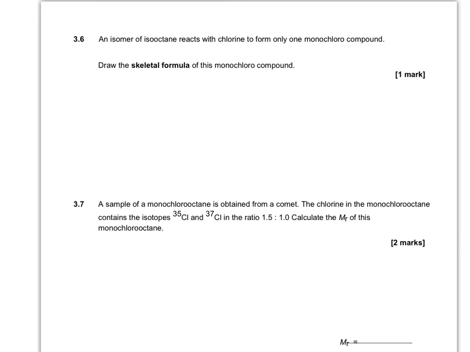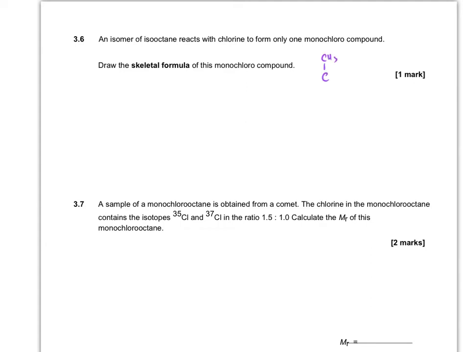An isomer of isooctane reacts with chlorine to form only one monochloro compound. Draw the skeletal formula of this monochloro compound. So we want something where all of the hydrogens are in exactly the same situation. So if one of them got swapped for a chlorine, it wouldn't matter which one it was, it would always make the same structure. Now we know we've got 8 carbons.